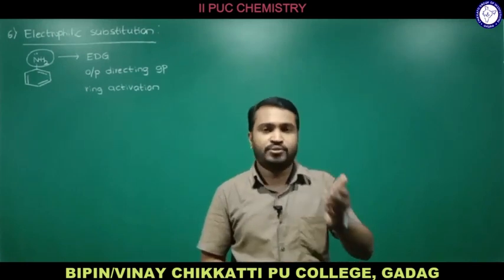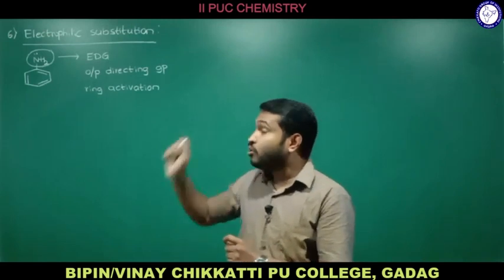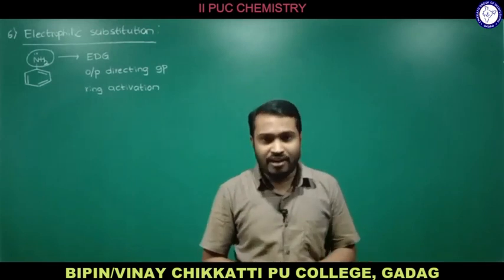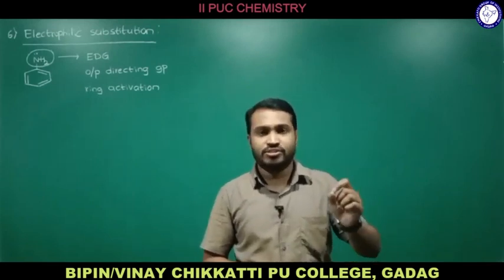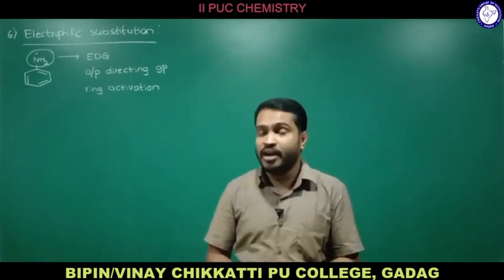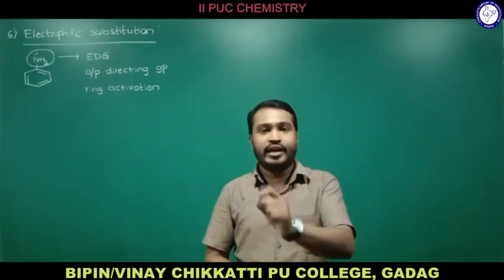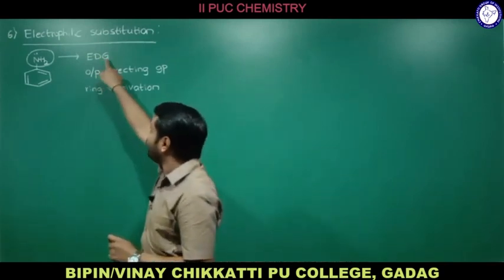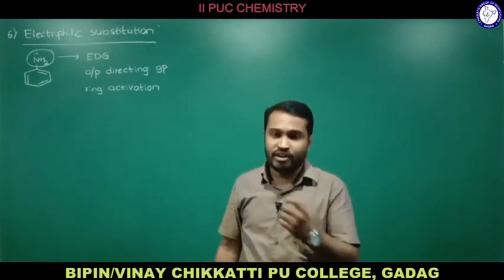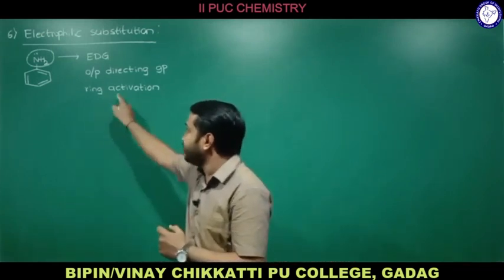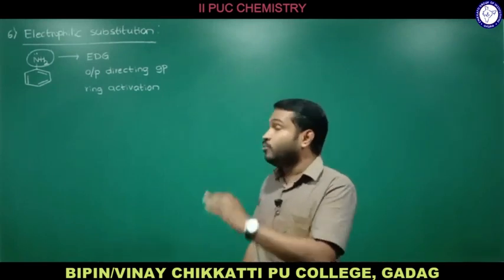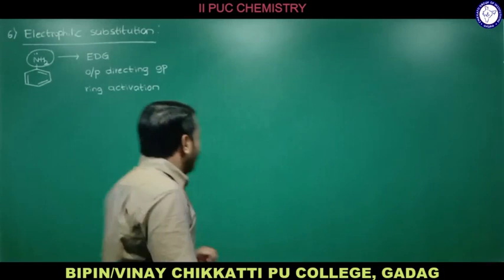What is the meaning of ortho para directing? Remember that I am talking about the electrophilic substitution reaction. The incoming electrophile is going to attach at the ortho or para position, and the reason is that the group attached to the benzene ring is an electron donating group. Therefore this electron donating group helps us know which position the electrophile is going to attach, and that is why they are also called ring activators. Why an electron donating group is ortho para directing, we'll find out.